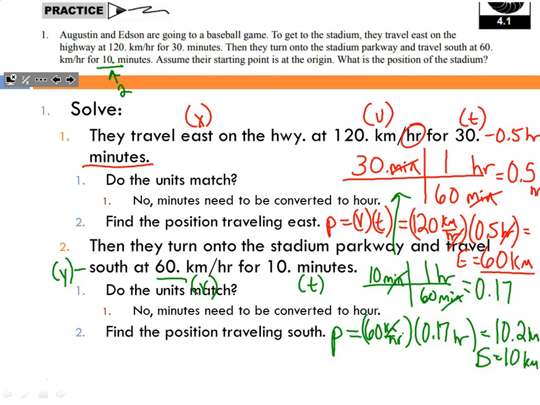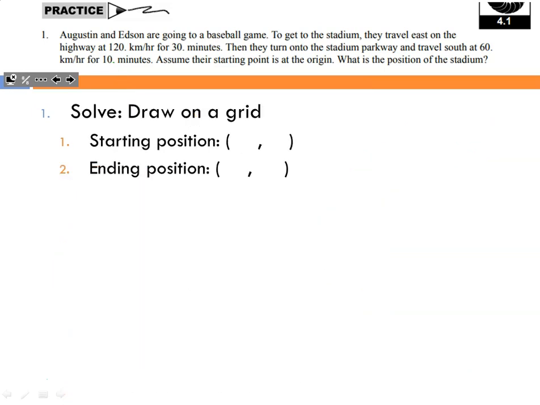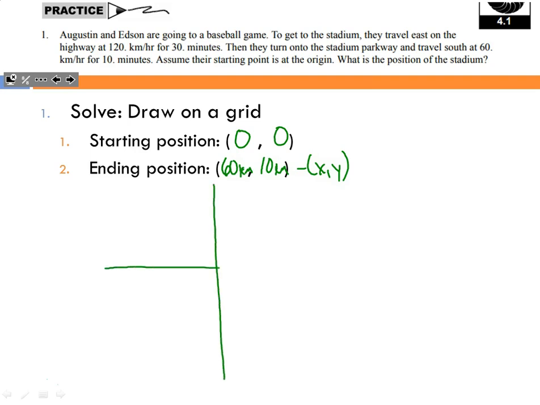So we said our east was 60 kilometers, our south was 10 kilometers. So we'll put that into an x, y. It says our starting is at 0, 0. We said our east was at 60, and east is x. And we said our south was at 10, and south is y. This is set up in what is called the x, y. Now we're going to draw that using a grid.